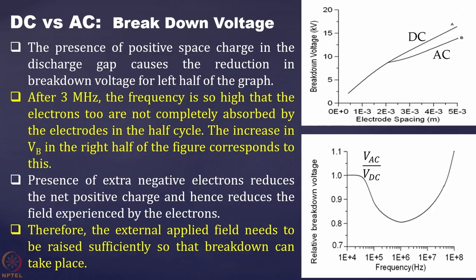Then a time comes when the electrons are also not able to get cleared, even though they have so high mobility. So at that time, at that high frequency, what is happening? Now electrons are also staying within the tube and not getting cleared. So what is this now doing?